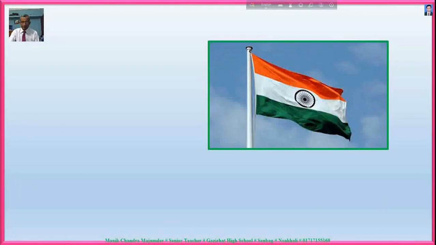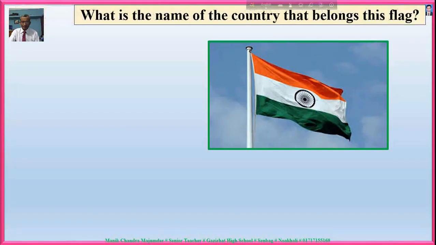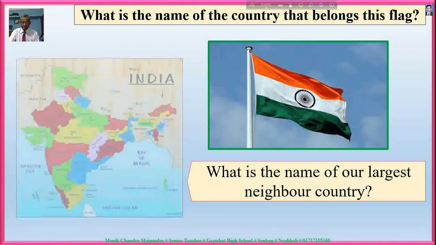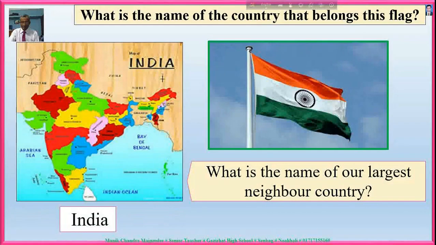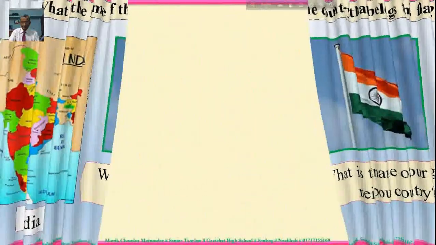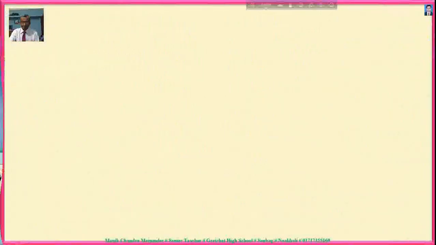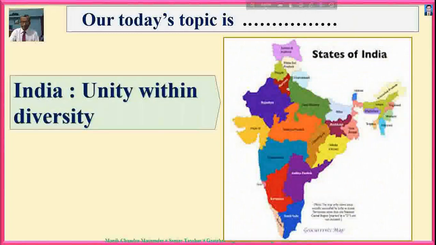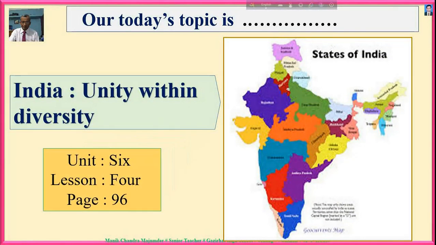Learners, there is a flag. What is the name of the country that belongs to this flag? Can you say? Yes, India. What is the name of our largest neighbor country? Yes, India. Our today's topic is India, Unity within Diversity. Unit 6, Lesson 4, page 96.